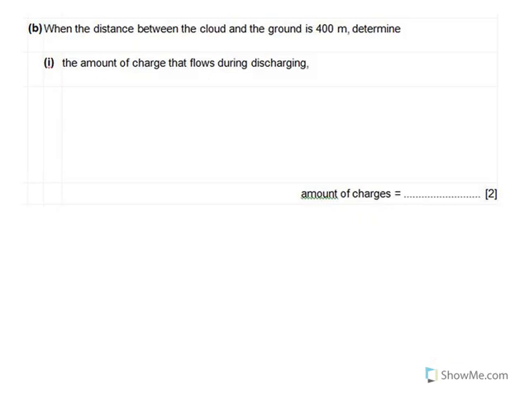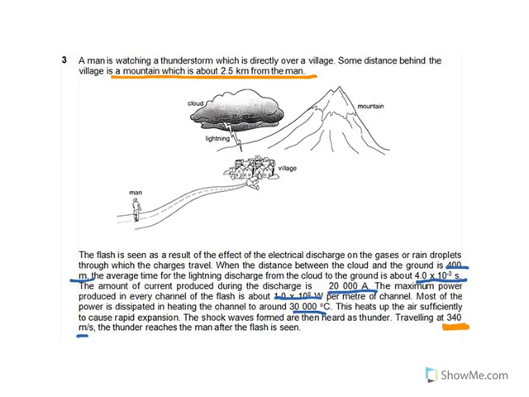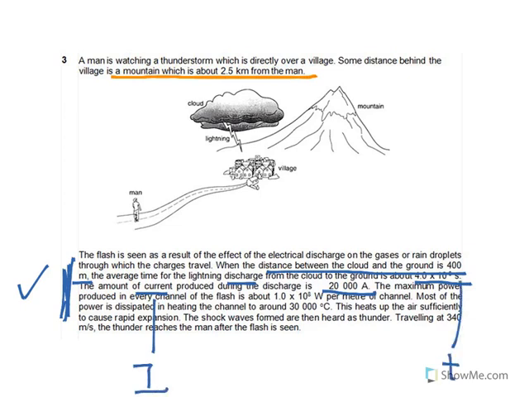So now we're looking at when the distance between the cloud and the ground is 400 meters, what is the amount of charge that flows through during discharging? Let's try and extract information from what we already read through just now. When the distance between the cloud and the ground is 400 meters, all these data that were given apply, and so I can use this. So the average time for discharge is this, 4 times 10 to the power minus 3 seconds, and the amount of current is this. So how are current, I, and time, T, related to what the question wants, which is the charge, Q? How are these 3 quantities related?